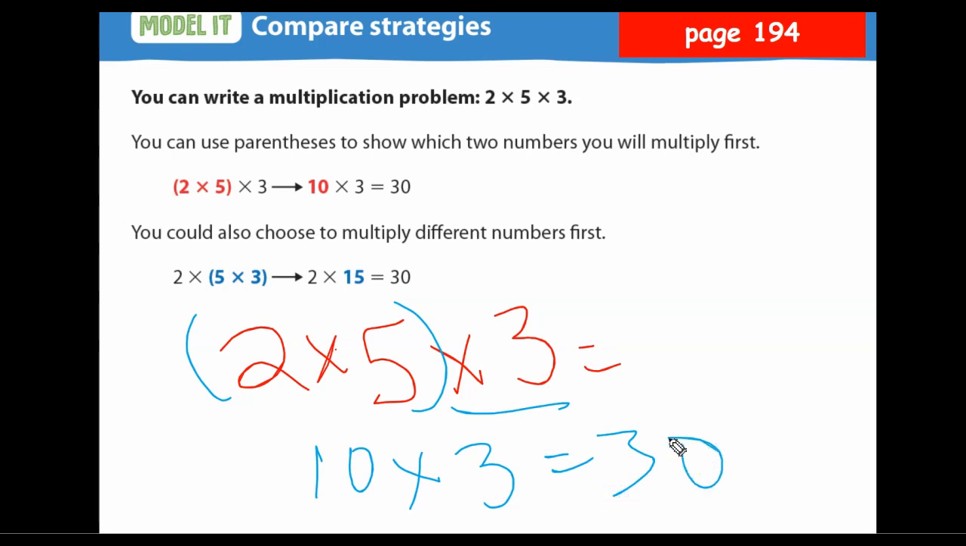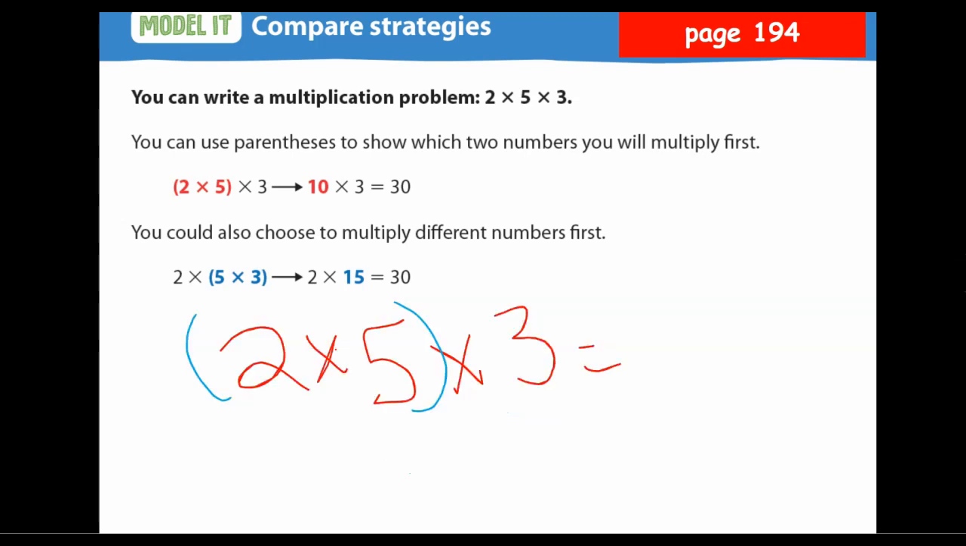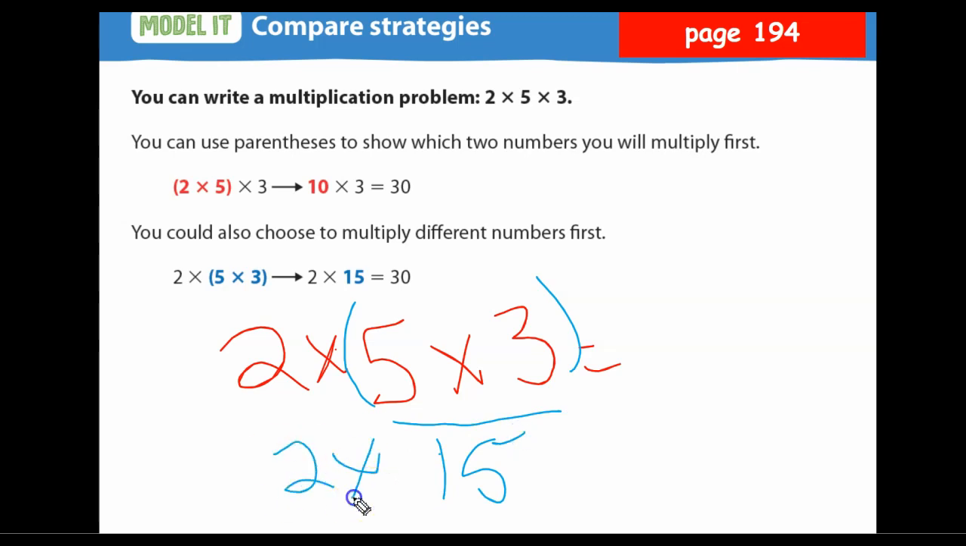The bottom one says, well, let's put parentheses around 5 times 3 instead. So they put parentheses here. I have to multiply this first. So what's 5 times 3? 15. And then I multiply the outside. So what's 2 times 15? It's just 15 plus 15. What was the answer?